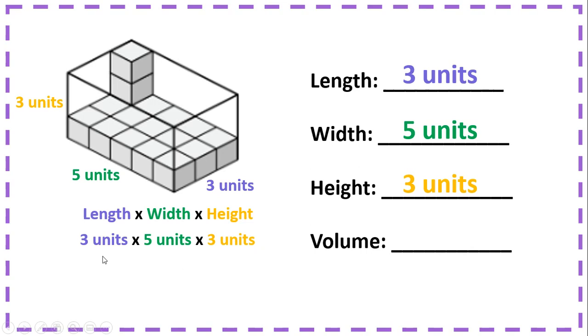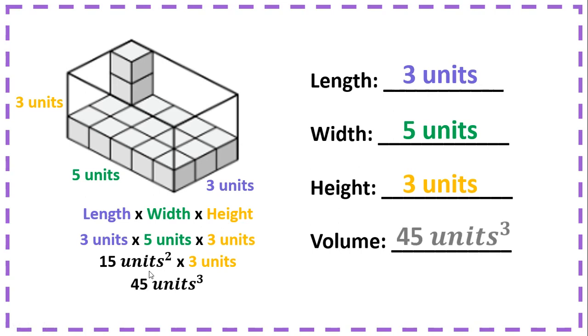We're going to start by finding the base by multiplying the length times the width. So 3 units times 5 units is 15 units squared. This is the bottom layer. There's 15 unit cubes on the bottom. Now we're going to multiply 15 units squared times 3 units because the height is 3 units. We know that because there's 3 layers: the bottom layer that's completely filled, the second layer or middle layer, and this top layer. 15 units squared times 3 units is 45 cubic units. The volume is 45 cubic units.